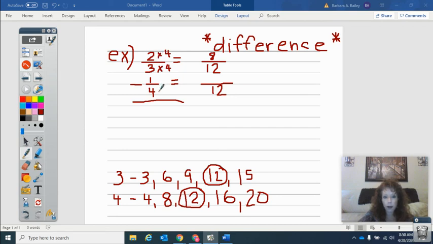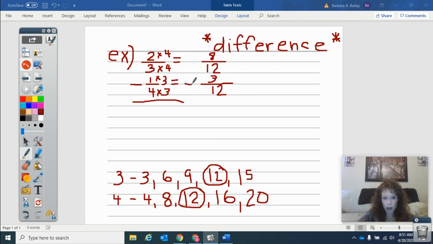Down here, I have to say 4 times what number makes 12. Again, you can do tally marks. 1, 2, 3, 4, 5, 6, 7, 8, 9, 10, 11, 12. Well, 4 times 3 makes 12. So I'll do the same thing in my numerator. 1 times 3 is 3. All right, 3/12 is equal to 1/4.